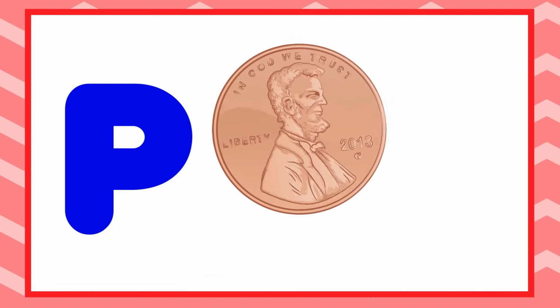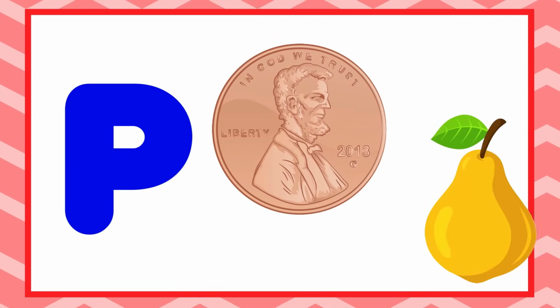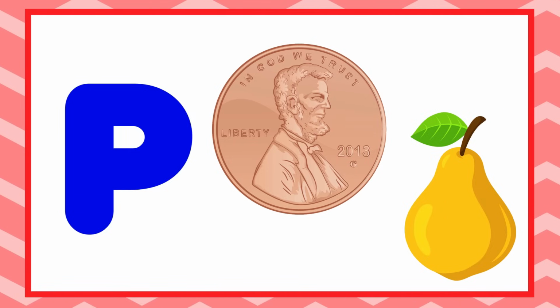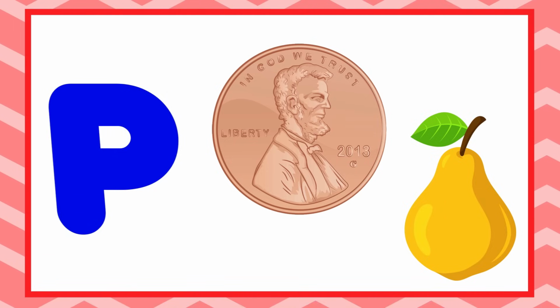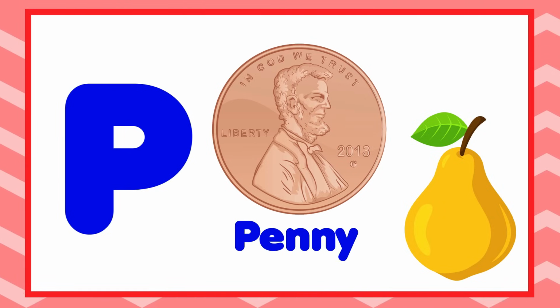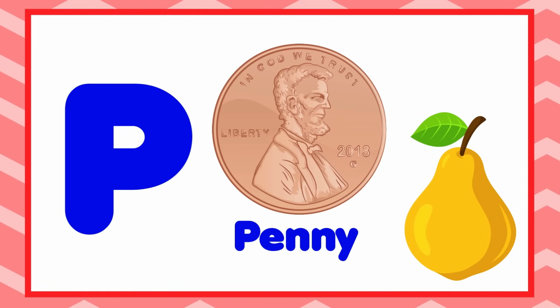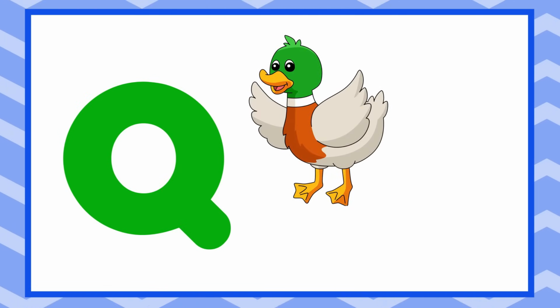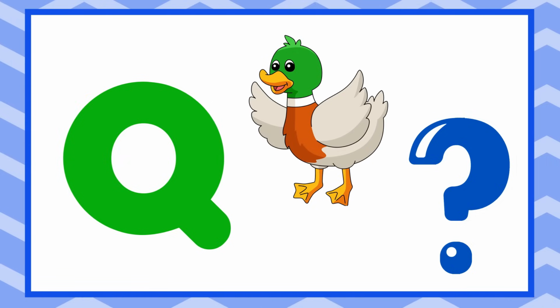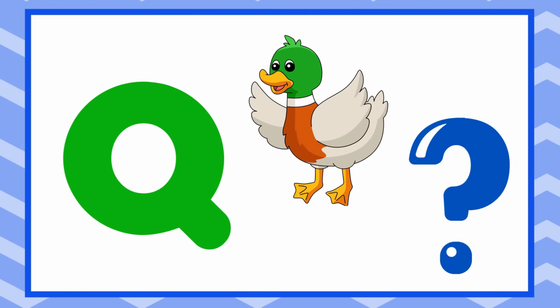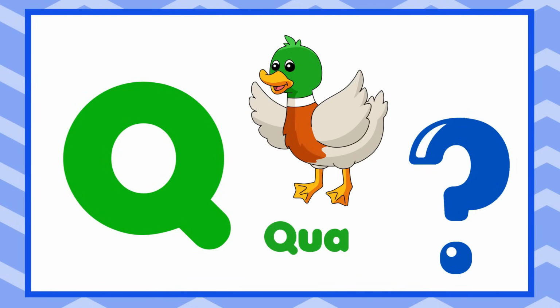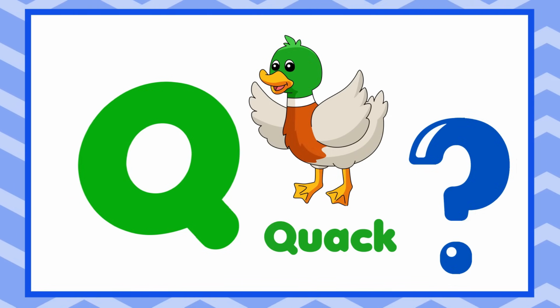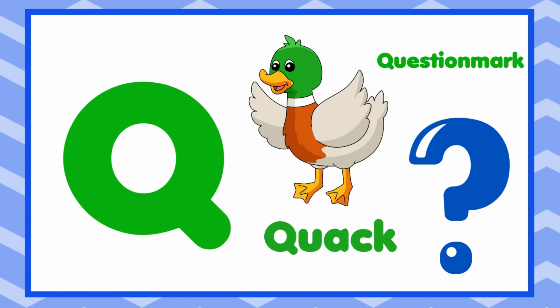P is for penny, penny. P is for pear. P, p, pear. P is for p, p, p, p, penny. P is for p, p, p, p, pat. Q is for quack. Qu, qu, quack. Q is for question mark. Qu, qu, question mark. Q is for quack. Q is for question mark.